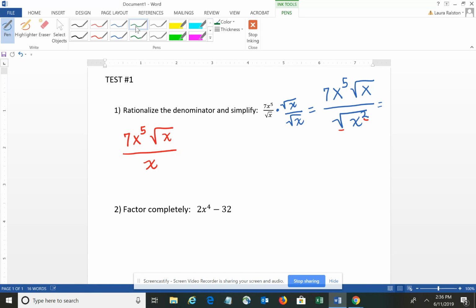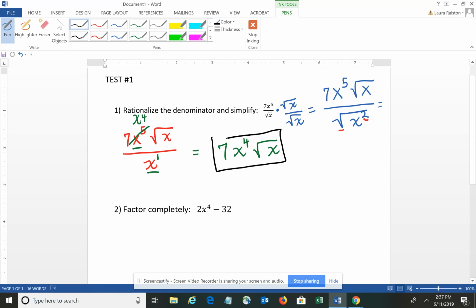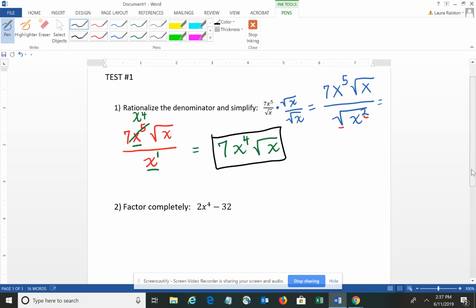And then I notice that I have an x to the fifth and an x to the first in the denominator. So I can divide out the one. Remember, the rule is you subtract the exponents. There's an understood one here, but I can divide out. So I would basically divide out the x in the denominator, and I'm going to divide out an x in the numerator, which leaves me with 4, or x to the fourth. So I end up with 7x to the fourth times the square root of x. And that would actually be your final answer. Okay. Notice I no longer have a radical in the denominator. I do not have a perfect square under the radical, so I've met the conditions for simplifying.